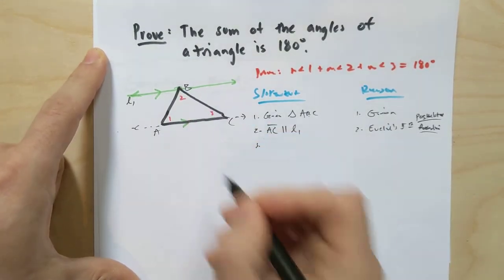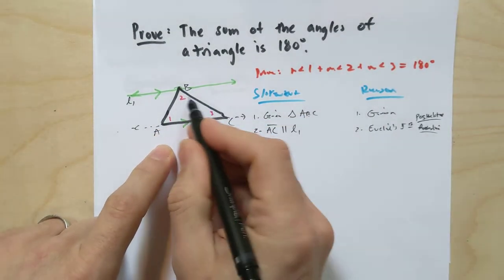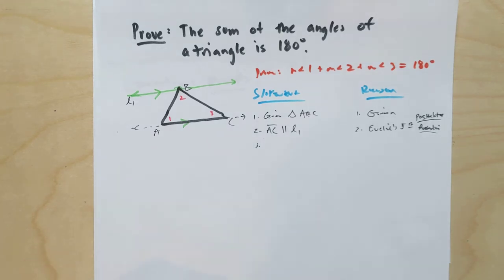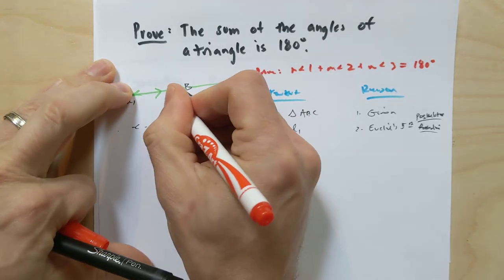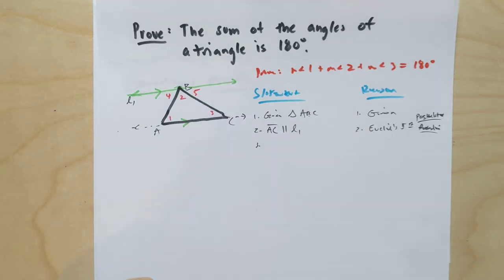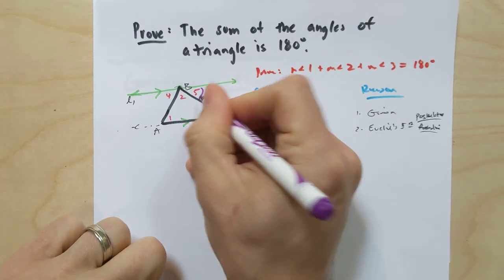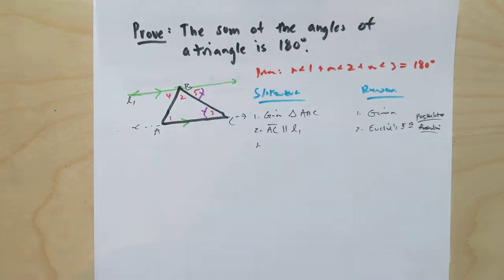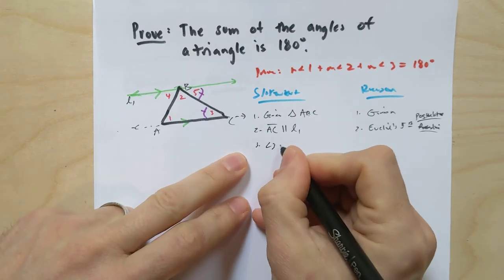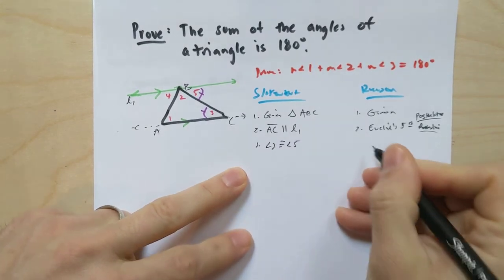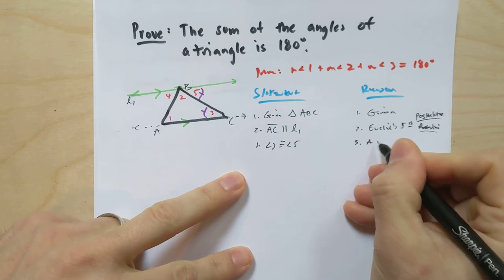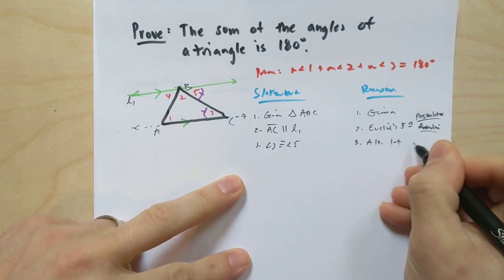Let's finish the proof. As soon as I know that we have these parallel lines, I could label some new angles. I could label this angle 4, and this angle 5. And then there's a relationship between angle 5 and angle 3. These two angles are going to have to be congruent. Why? Well, you might remember this. I could say that angle 3 is congruent to angle 5, and that's because of alternate interior angles.